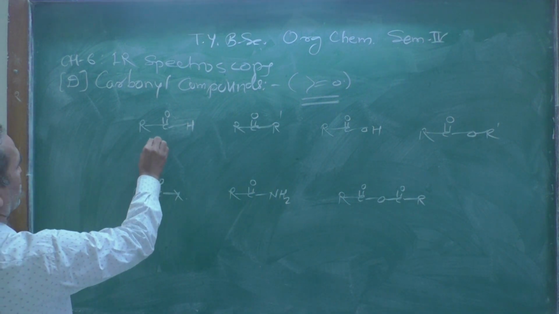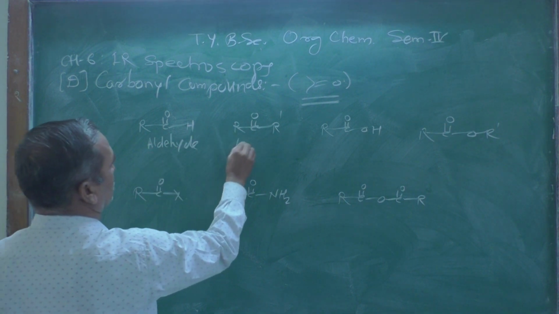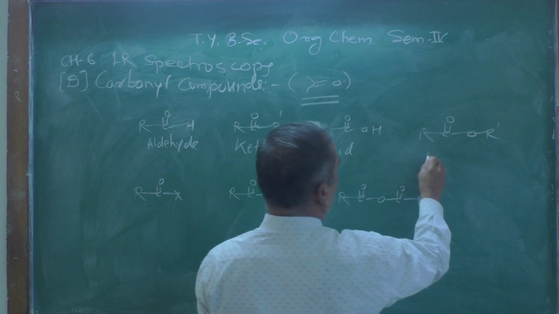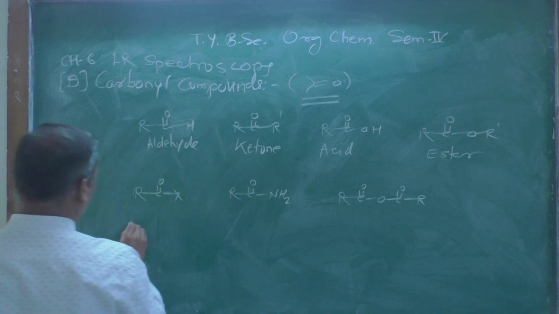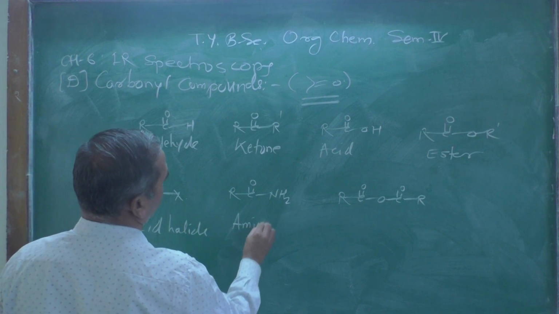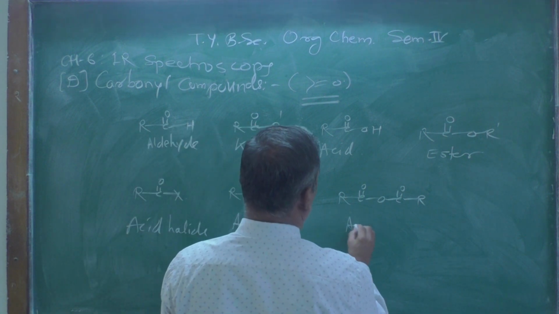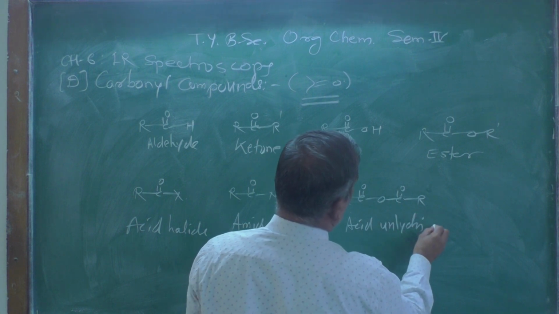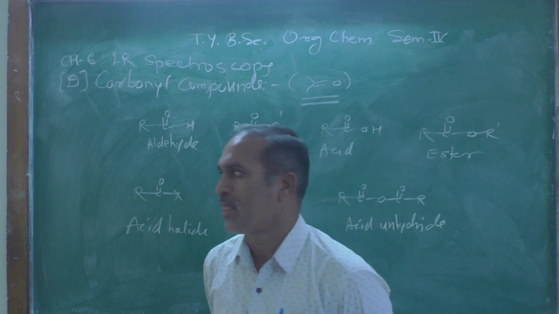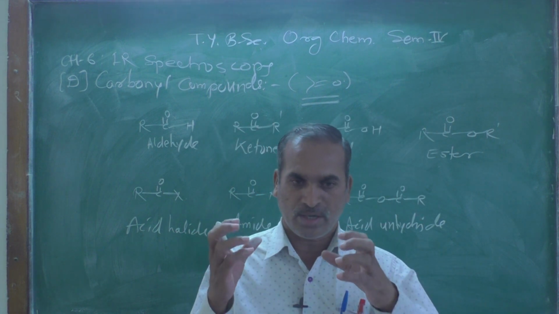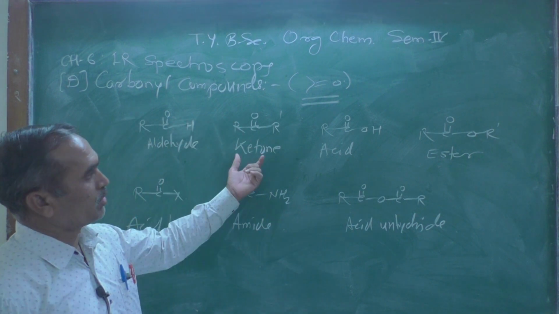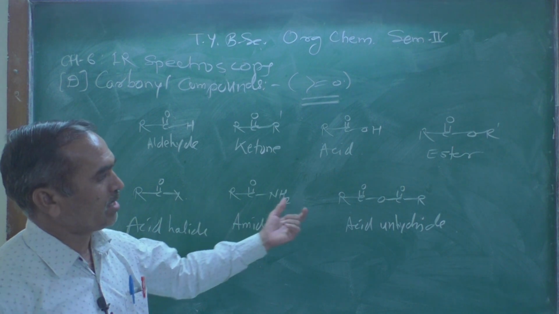We know that this is an aldehyde, this is a ketone, this is an acid, this will be the ester, this is acid halide, this will be the amide, and this is an acid anhydride. These are the general formulas which I have written on the blackboard. So: aldehyde, ketone, acid, ester, acid halide, amide and acid anhydride.